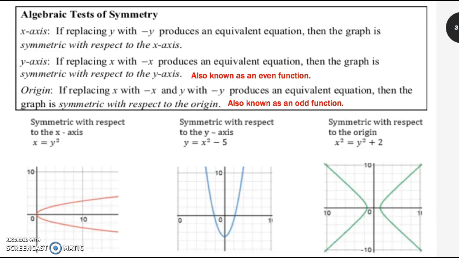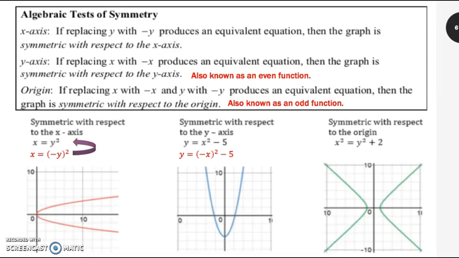Let's start with our first picture of the equation x equals y squared. If I want to determine that it is, in fact, symmetric about the x-axis, notice that I'm replacing my y value with the opposite of y, and I know that negative y times negative y is y squared. So I see that if I were to simplify, I would end up back where we started. So it is symmetric about the x-axis.